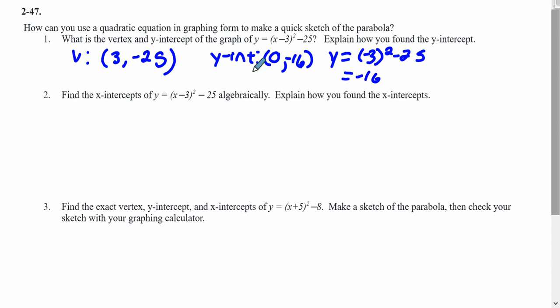When it's in standard form, you instantly see your y-intercept. When you plug 0 in, it's just your c value. But when it's in graphing form, you do not see your y-intercept. You have to do the math to get there.